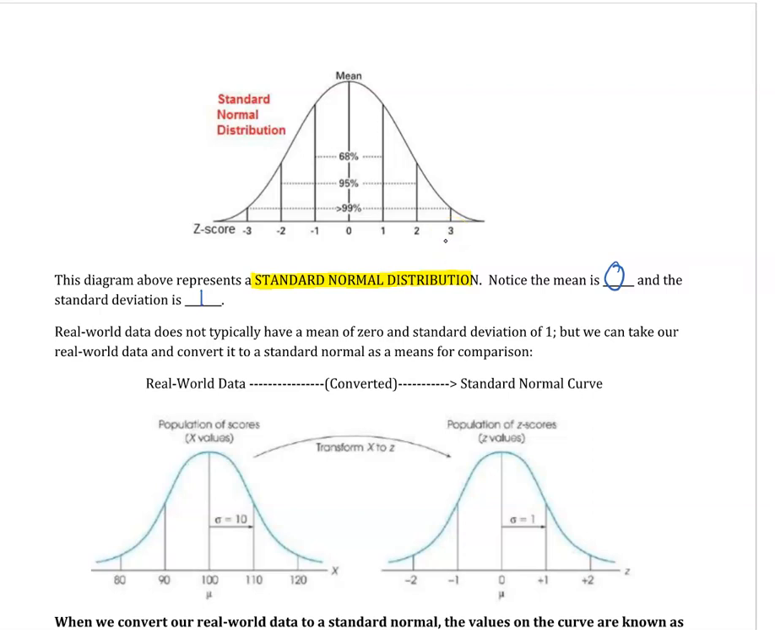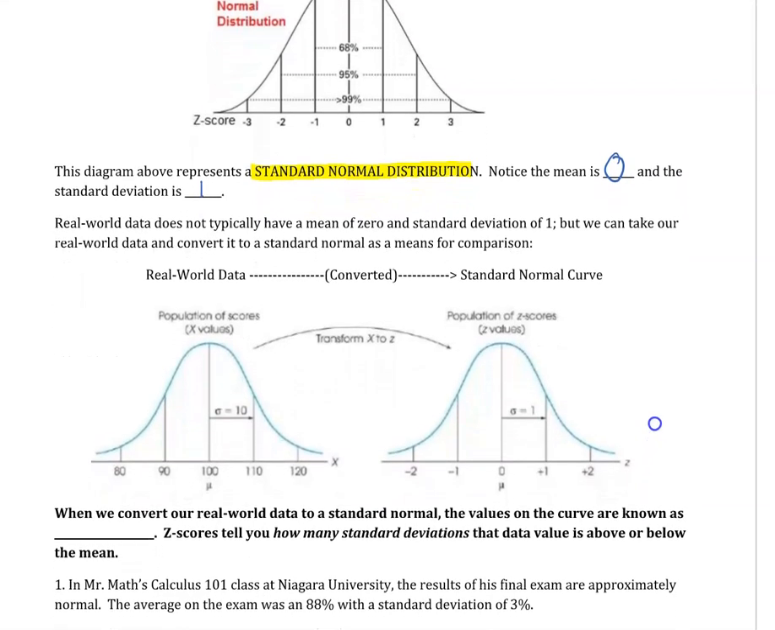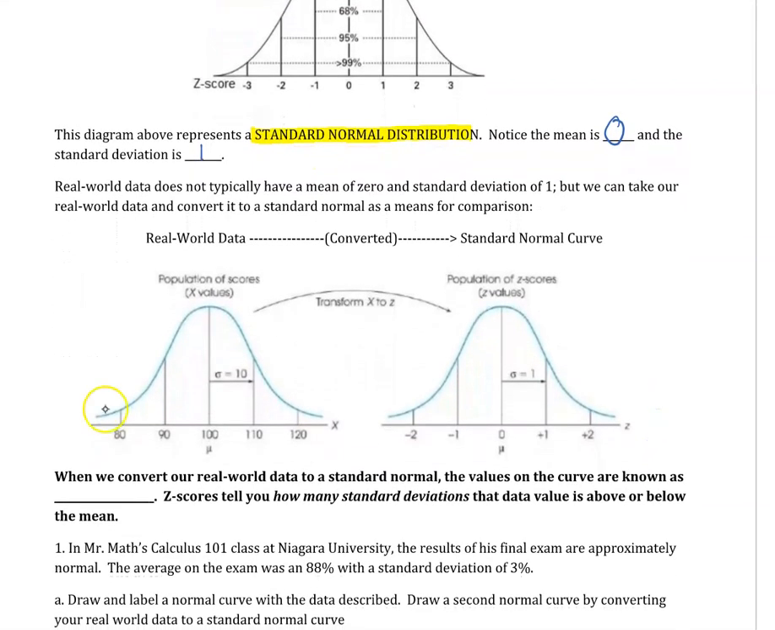Now, real-world data typically doesn't have a mean of 0 and a standard deviation of 1, but we can take our real-world data and convert it to a standard normal as a means for comparison. So for instance, you could have an approximately normal distribution where it looks like the mean is 100 and the standard deviation appears to be 10. And then we can transform that to z-scores by saying, okay, well then this would be 0 and your standard deviation is 1. So again, standard normal just means that you have a mean of 0 and a standard deviation of 1.